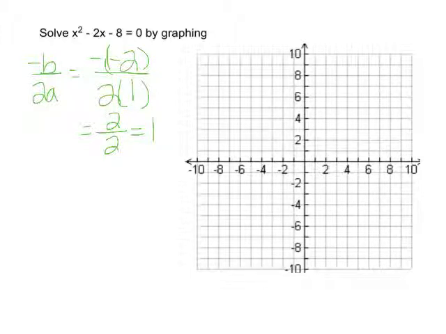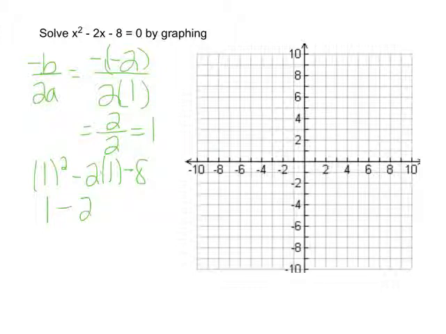So I know that the first part is 1. And then my y is going to be, if I have 1 squared minus 2 times 1, excuse me, minus 8. And when I simplify this, I'm going to get 1 minus 2 minus 8. So 1 minus 2 is negative 1, minus 8 is negative 7. So my point, I need to go to 1, negative 7 as my vertex.